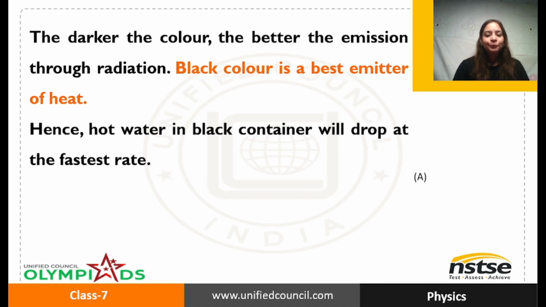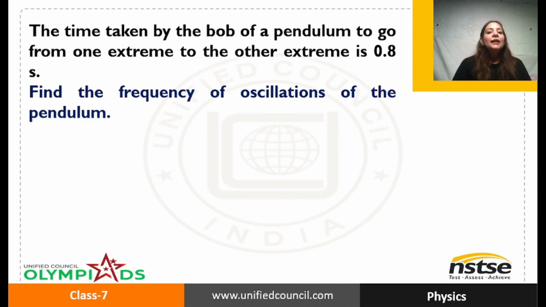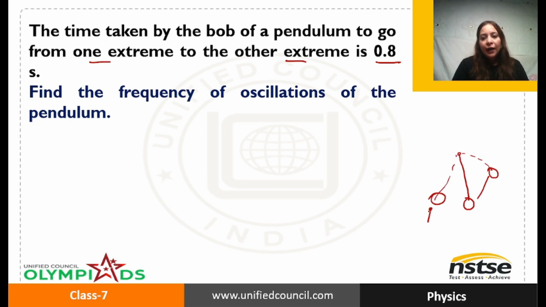Okay, next question. The time taken by the bob of the pendulum to go from one extreme to another extreme is 0.8 seconds. So it has been given, you have a pendulum. We know that this is the mean position and this one is an extreme position, and this is also another extreme position. This is the bob. So the time taken by the bob of the pendulum to go from one extreme position to another extreme position is 0.8 second.